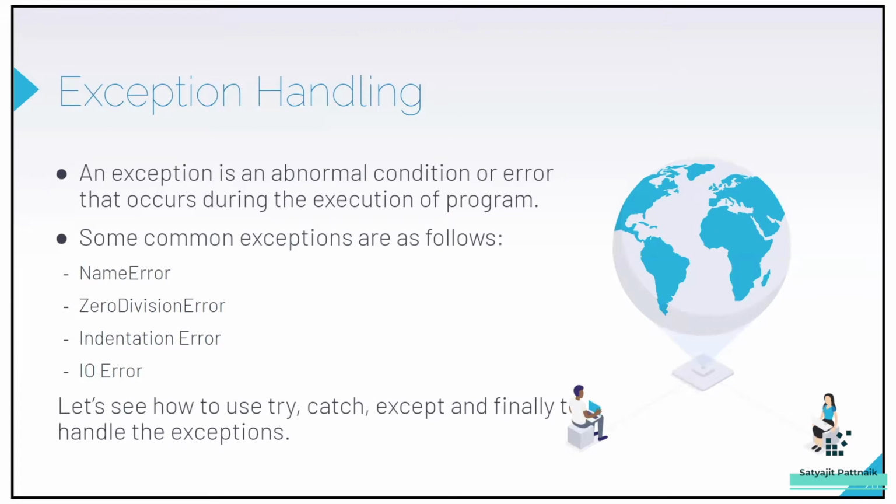Now, errors in Python can be of two types: exceptions and syntax errors. Errors are nothing but problems in a program due to which the program will stop execution. And what are exceptions? They are raised when some internal events occur which change the normal flow of the program. From the name itself, we can understand what an exception is. It's an abnormal condition or error that occurs during the execution of a program. While we are running our program, we encounter some problem, some issue, right?